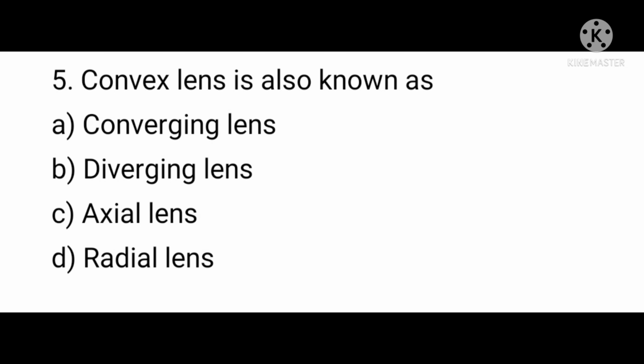Question number 5. Convex lens is also known as A, converging lens. B, diverging lens. C, axial lens. D, radial lens. The answer is option A, converging lens.